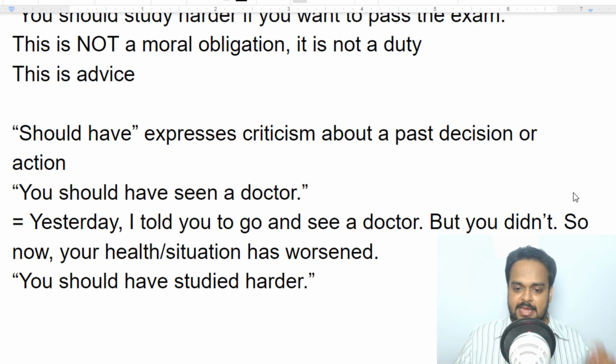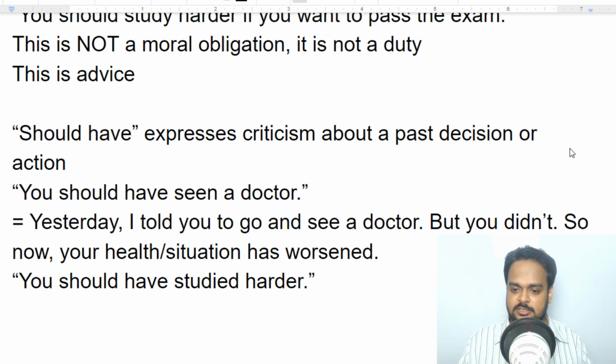Those of you saying the kid failed his exam, that is correct. He failed his exam. He didn't study as hard as he should have studied. So now we're criticizing his past decision, that he simply did not study, and now he is reaping the reward. He is facing the consequences of that.